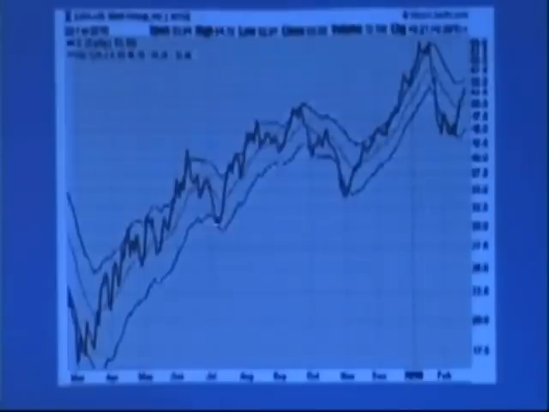So this is helpful. And here's another example right here where it got down near the lower channel, and I didn't get out because I knew that it would probably rally from there. So this is how I use the Keltner channels to help you time your entry points.